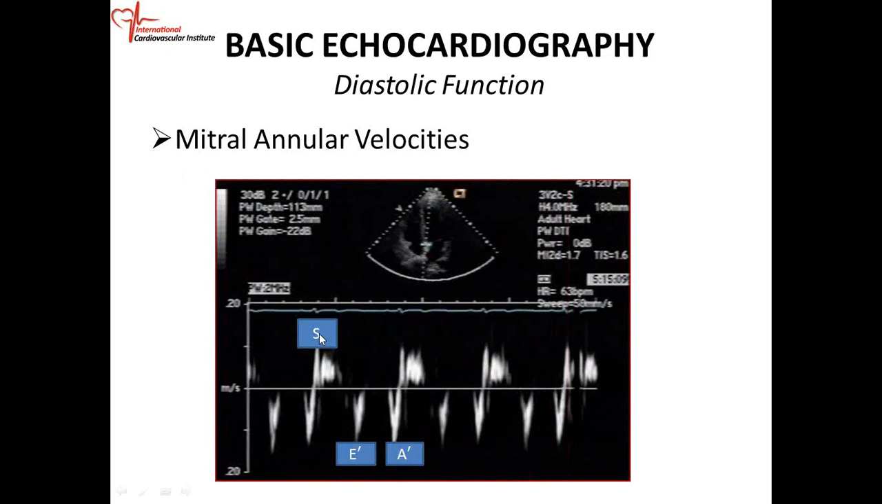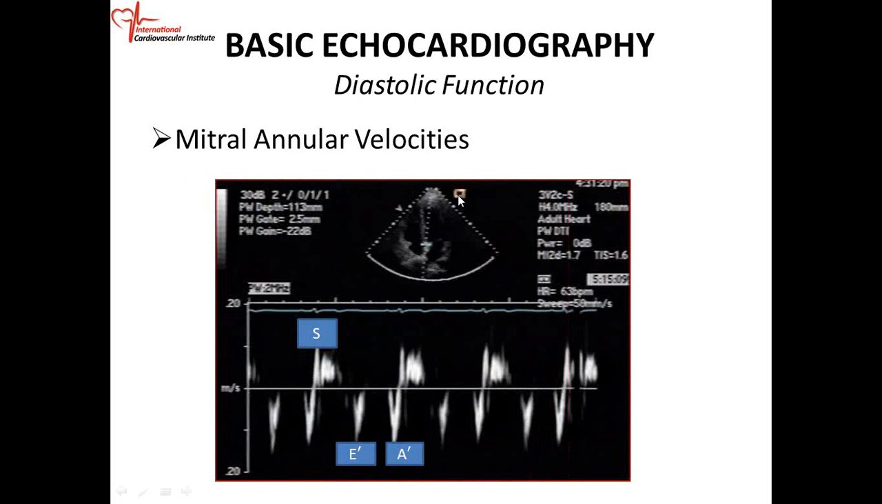You're going to get what we call an S prime or an S wave. Okay? So once you press your annular velocity button or your pulse wave Doppler button, you're going to get an S wave, and then you get two diastolic waves. You get an E prime and an A prime. Remember, your ECG is always on top. Okay? Your cursor is right there.